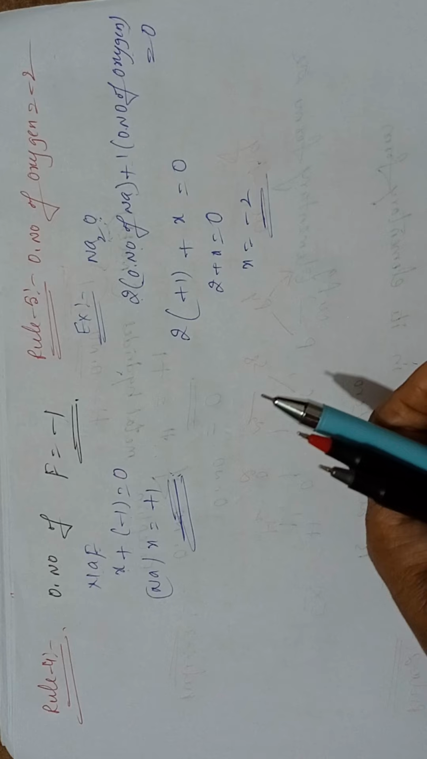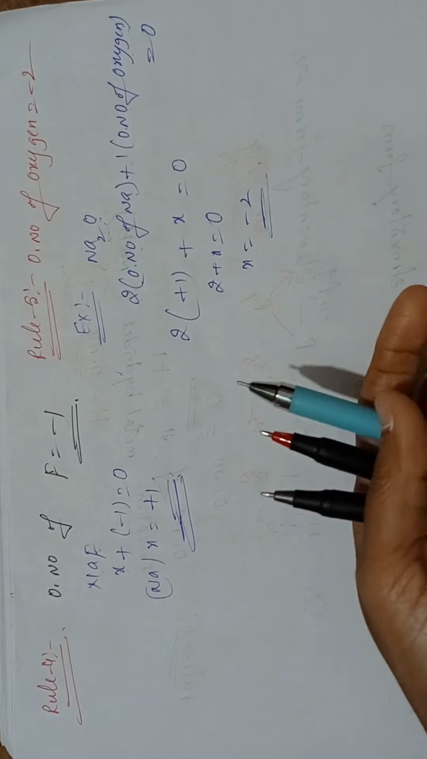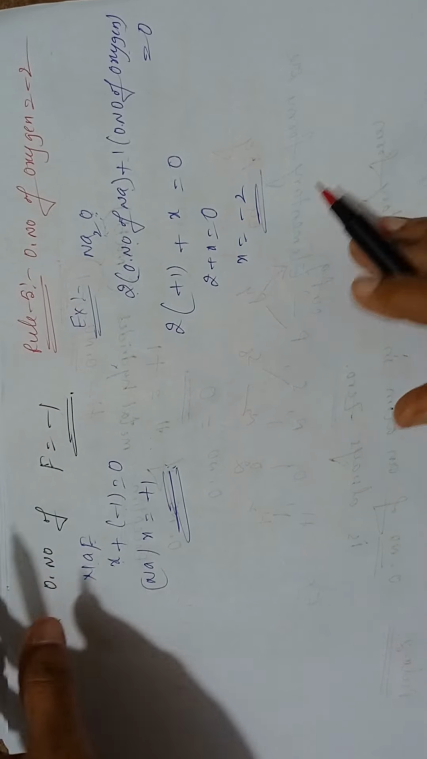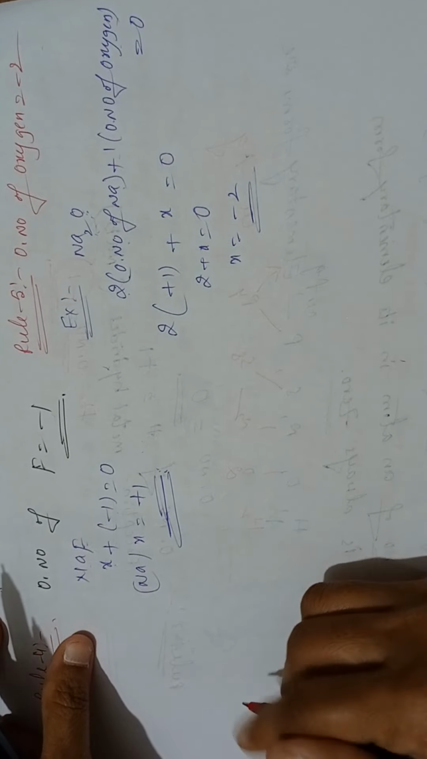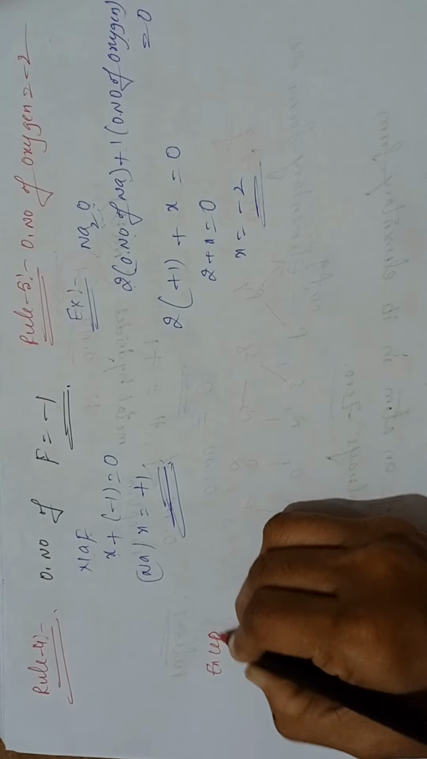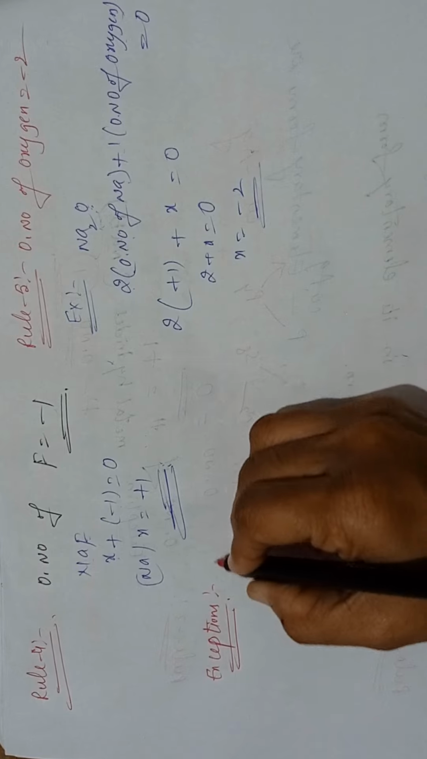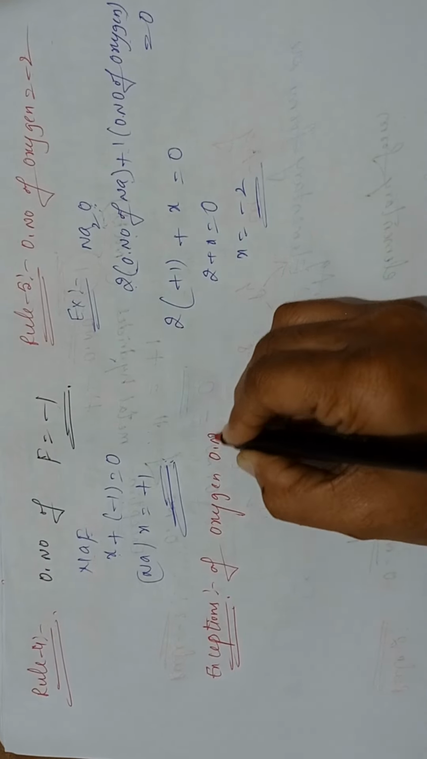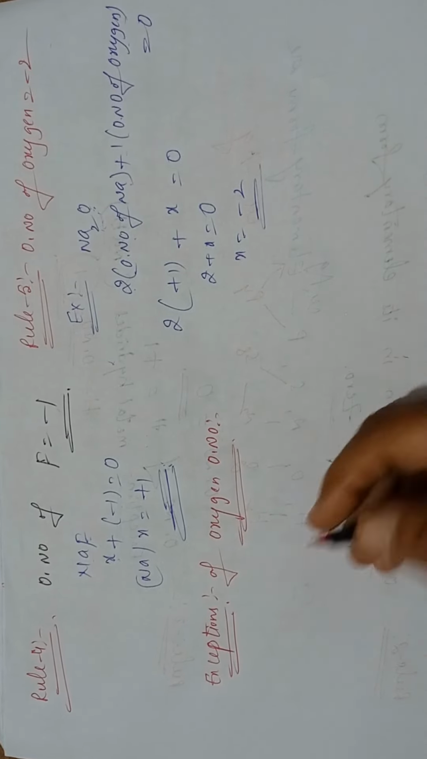But here there are some exceptions, students. Oxygen is not always showing -2. In some cases it shows different oxidation states also. In which cases does oxygen show different oxidation states? For example, peroxides and superoxides. These are the exceptions of oxygen oxidation numbers. First one is peroxides.